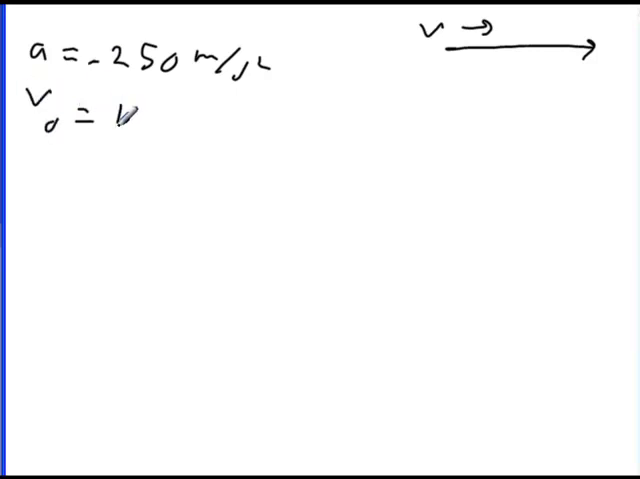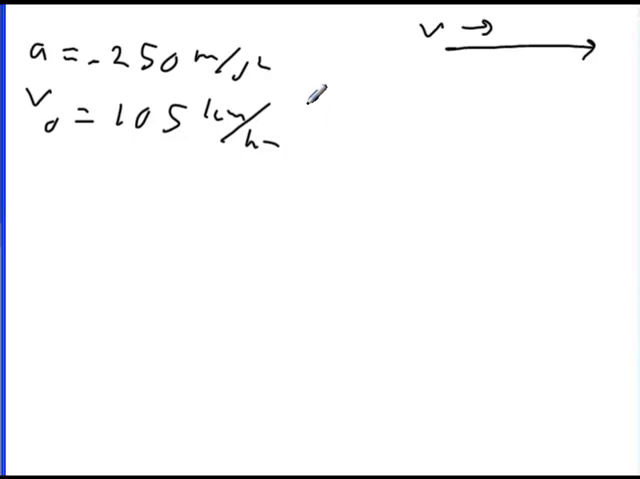So let's see if we can figure out what our knowns and unknowns are in this problem. We know that our acceleration is 250 meters per second squared. Now I am going to call to the right positive, and I'm going to say that my initial velocity is also to the right, which means this acceleration, in order to stop me, must be in the opposite direction. So it has to be negative. We know that our initial velocity is 105 kilometers per hour.